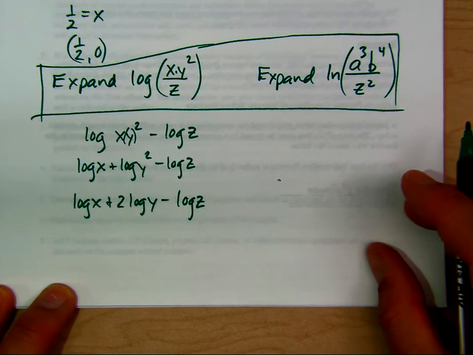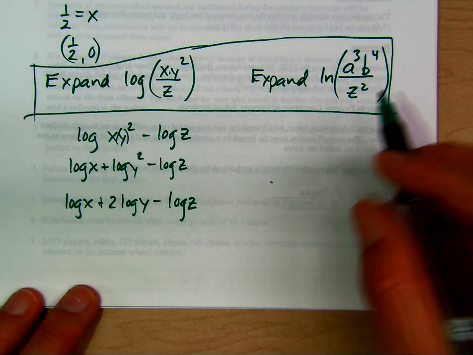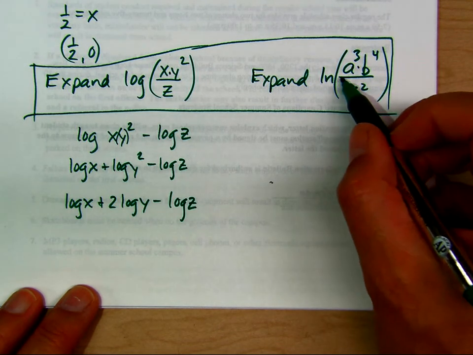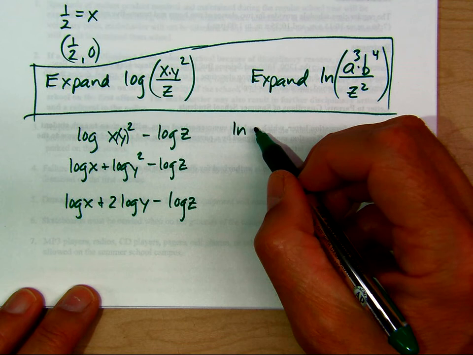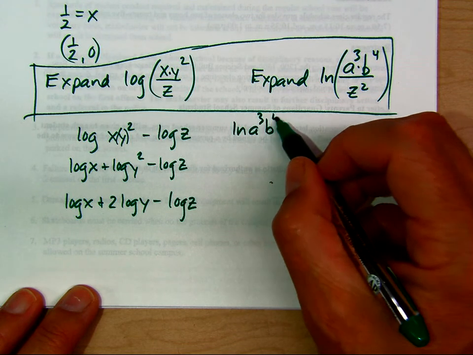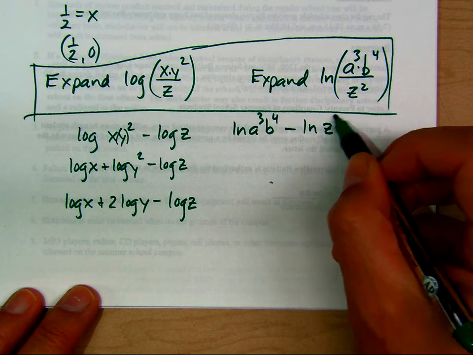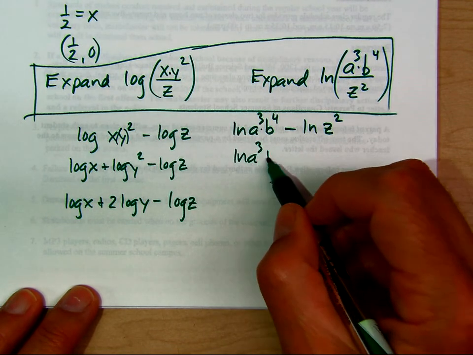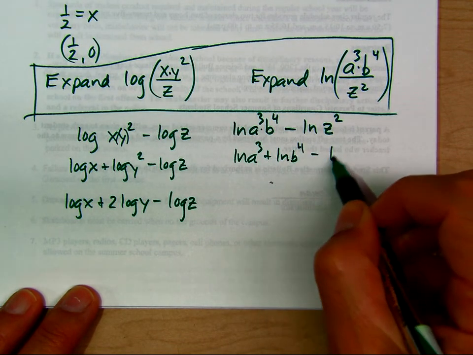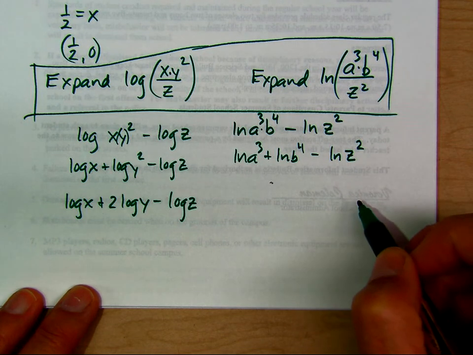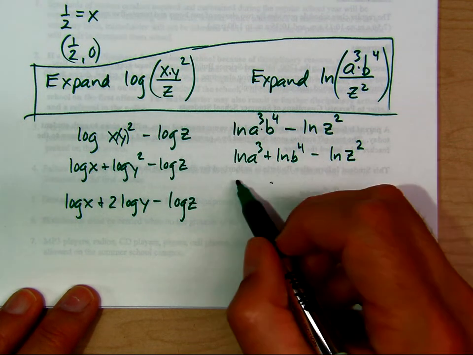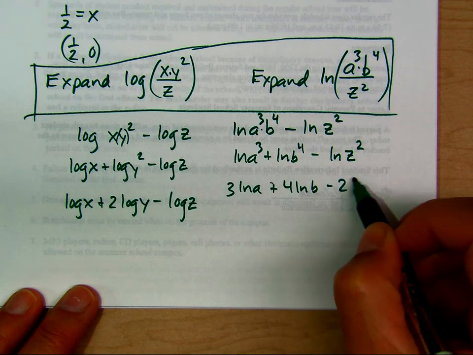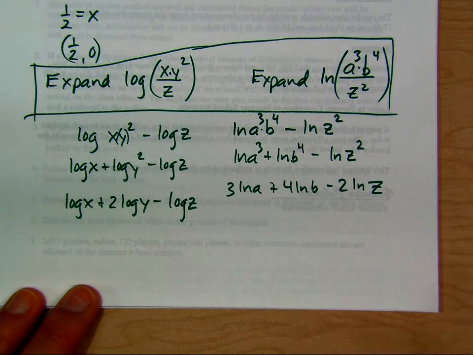All right, pause the video and try this one. So we have a product and a quotient. Let's do the quotient. So we'll have natural log minus natural log of z squared. We're going to expand that. And now we can use the power property. We're done with that.